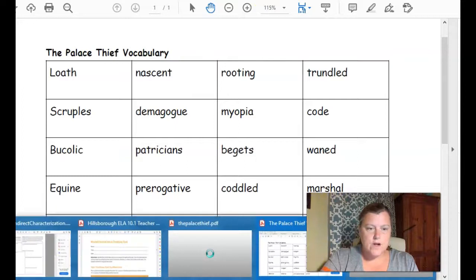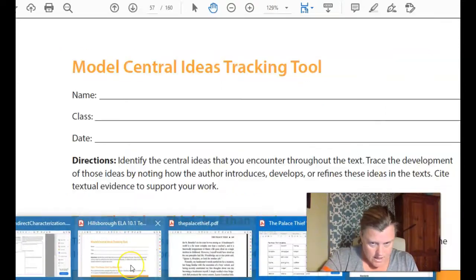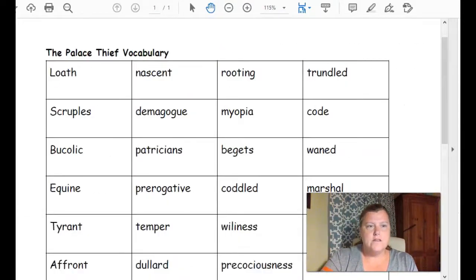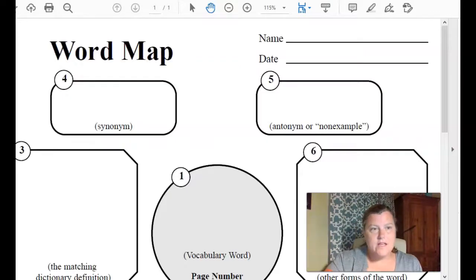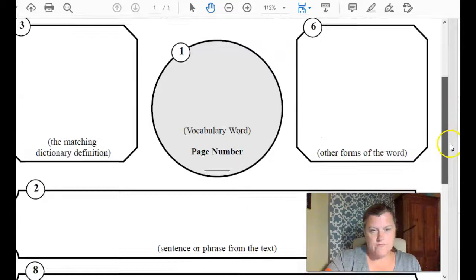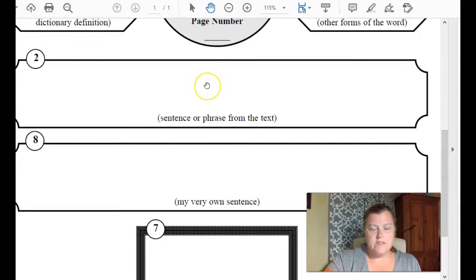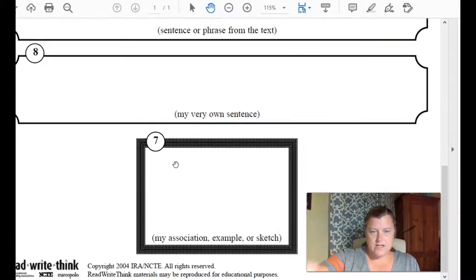It asks you for all the basics, such as synonyms, antonyms, write a sentence. You do have to find... Okay, I found it. Here's the word map. So you're going to be filling out synonyms, antonyms, a matching dictionary definition, the page number the word's on, other forms of the word that you might see, the sentence or phrase from the text the word's on, so you have to find it. It is a PDF on Canvas, and you can do a search with, I believe it's Control F, and you can look for the word. But you might be able to recognize where it is in the text.